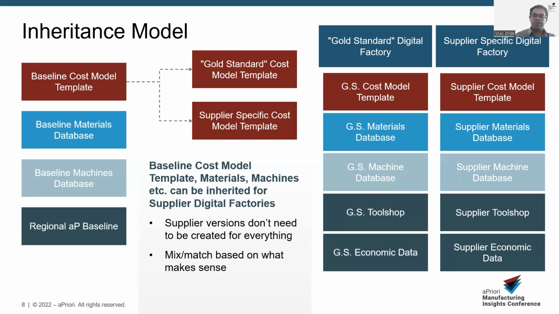In general, once customers have created their digital factories or their gold standard digital factories, the supplier versions will typically be copies of the gold standard with additional customizations. But you can choose to inherit everything from the baselines instead before making other customizations. And you also don't need supplier versions of everything, so you can pick and choose what to configure based on your situations.